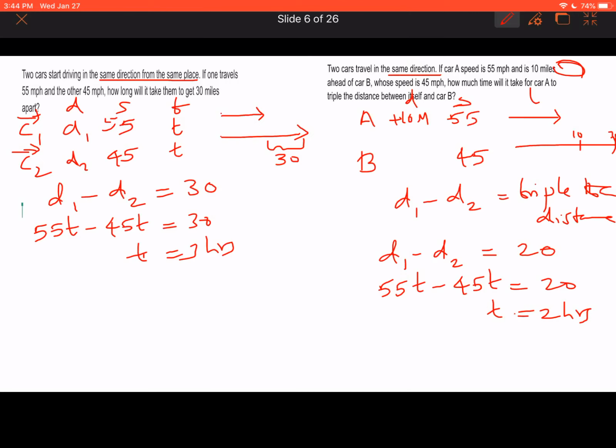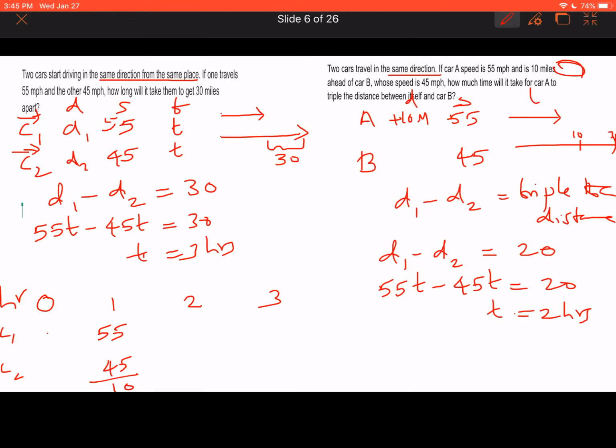So even we can just check it out, like if it is the 0th hour, and the 1st hour, 2nd hour, and 3rd hour. Okay, so in the 0th hour it will be in the same place, right? So after 1 hour car 1 will be at 55 miles, right? Car 2 will be at 45 miles. So already the car 1 is ahead by 10 miles.